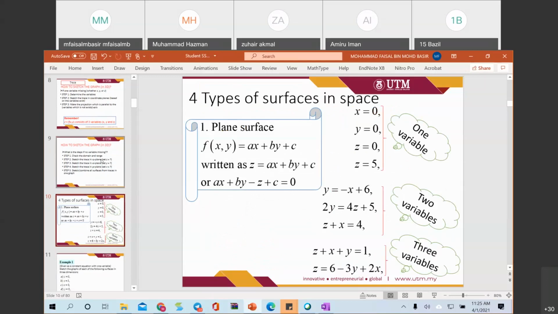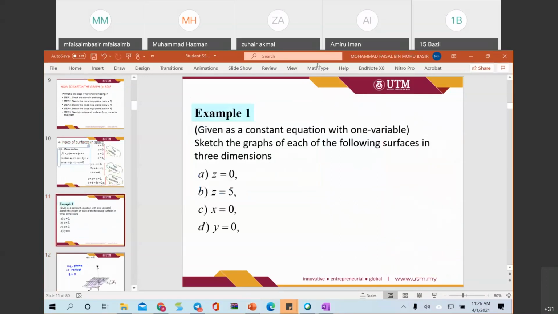So, types of surface in space. x = 0, y = 0, z = 0, z = 5, one variable. Two variables, I know you can draw this easily, right? These three-variable ones you will learn here. But you have to know how to sketch these also. Sometimes it is not easy to sketch this rather than this. This is easier. Okay. So given a constant equation with one variable, sketch the graphs of each of the following.